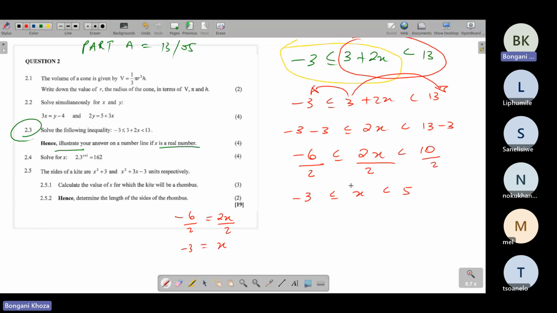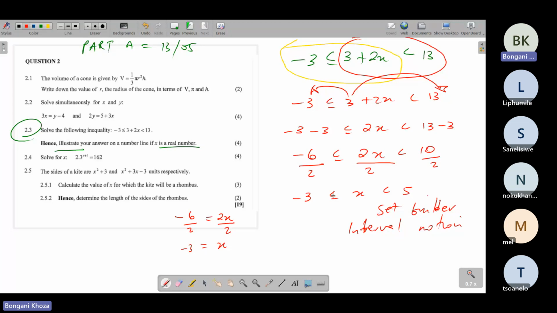So I have this in that notation. I believe this is what's called set builder notation. So this is our set builder notation. We can have this in another notation which we call interval notation.